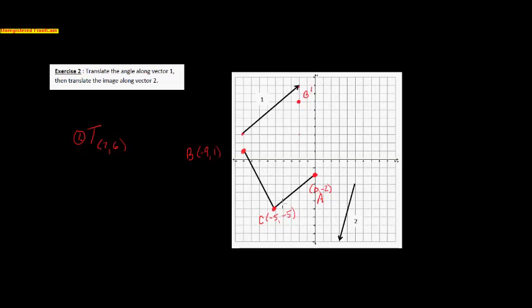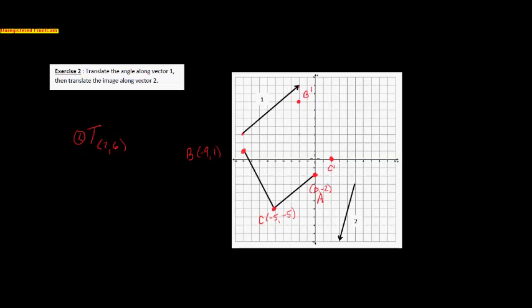Alright, I'm going to do the same thing with all these others. I'm going to go down here to C and go over 1, 2, 3, 4, 5, 6, 7, and then up 6. 1, 2, 3, 4, 5, 6. Alright, and that is C prime.